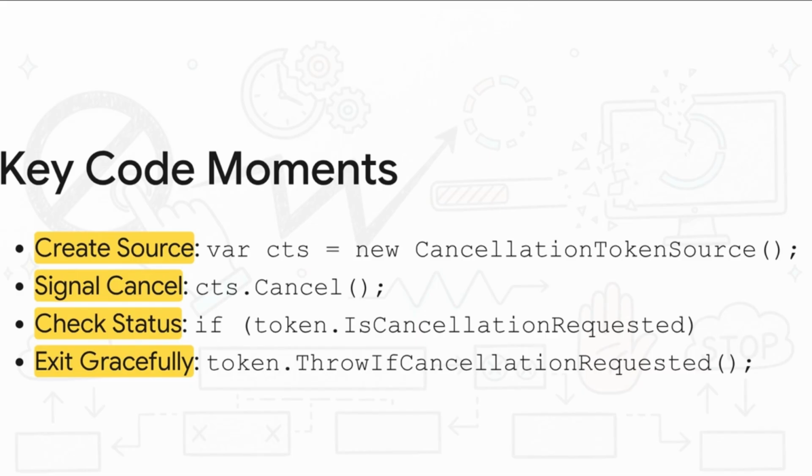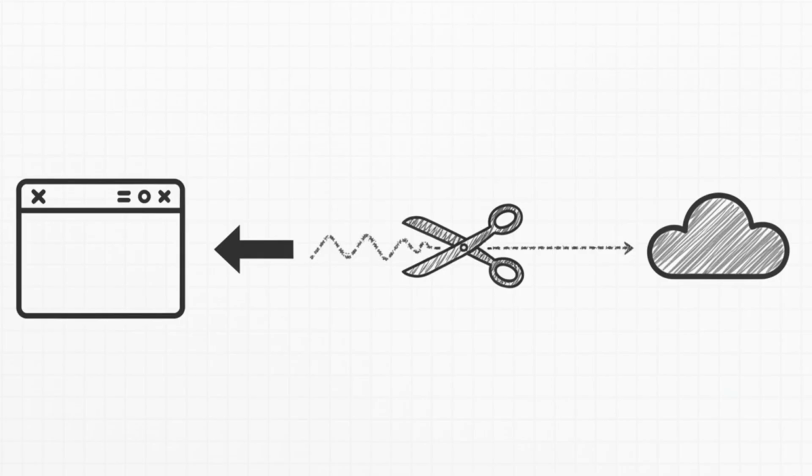And this is cool. It throws a very specific exception that tells the system, hey, I stopped because I was asked to, which is a clean, expected outcome, not some random error. And this isn't just for your own code. All the modern .NET libraries are built with this cancellation pattern in mind.